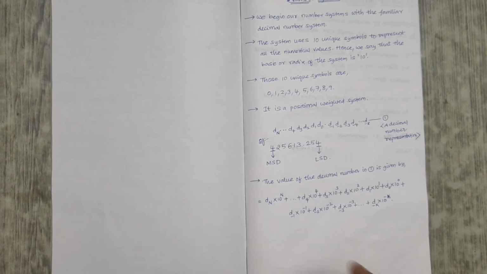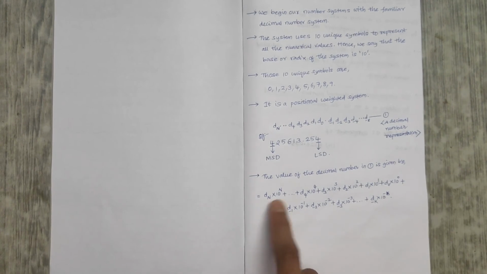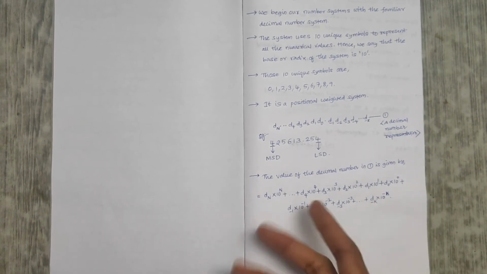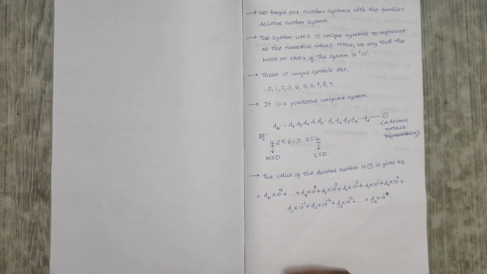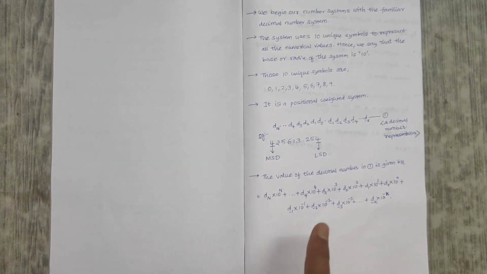Now, the value of the decimal number in the decimal representation is given by the sum of dn into 10 power n. That means, by looking at the equation you can understand, the value of a number is given by the sum of the products of the symbols with their respective column weights. That's it.